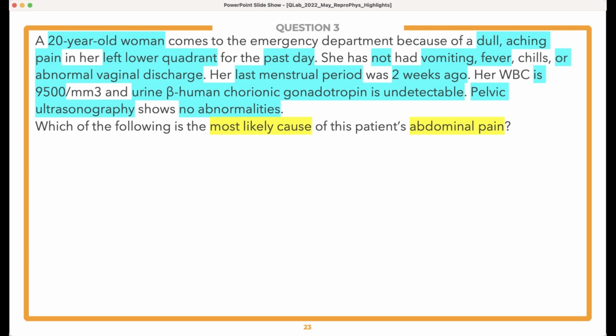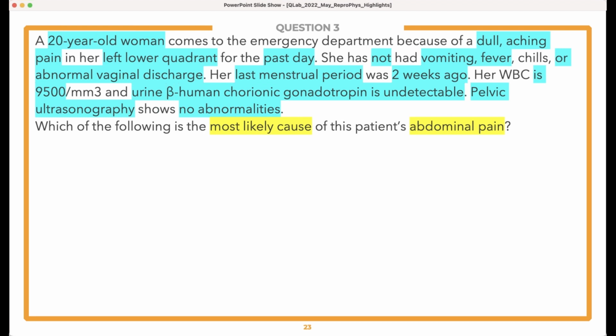Last menstrual period was 2 weeks ago. They give us some lab findings, and then they also give us some ultrasound findings. So we want to make note of all of those things to try to figure out why she is having this pain. So the question, as you can see there, is the most likely cause of the abdominal pain. So this could just be a one-step question. We've got to figure out what's causing this pain. What's the diagnosis here?